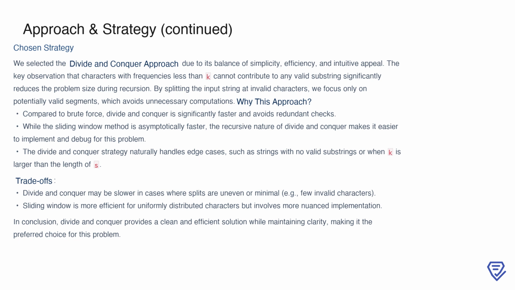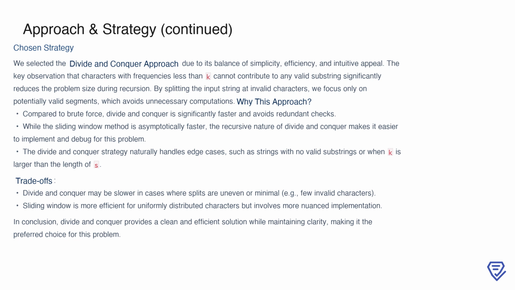The core observation that characters with frequencies below k cannot contribute to any valid substring significantly reduces the problem size during recursion. By splitting the string at these invalid characters, we focus on processing only the potentially valid segments, avoiding unnecessary computations. Compared to brute force, this method is much faster, as it avoids redundant checks across all substrings.